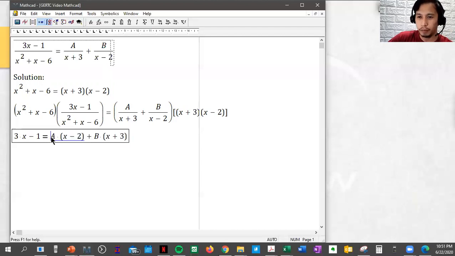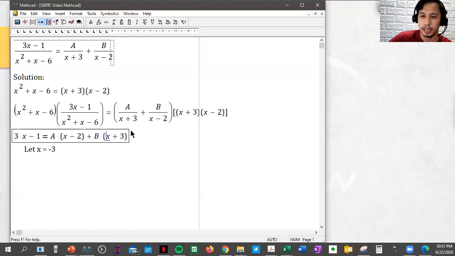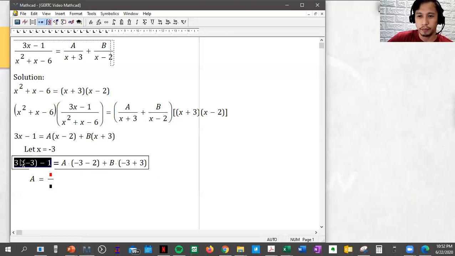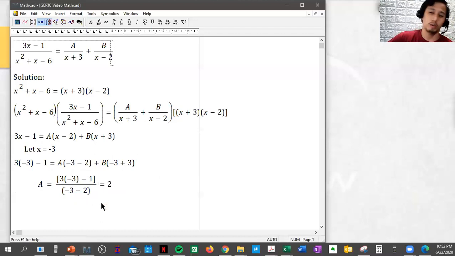Now to solve for a, we've got to make this be neglected. No, and that is by making this x equal to negative 3. Okay, so let x be equal to negative 3. Diba? Pag naging negative 3 yan, negative 3 plus 3, magiging 0. So that makes us cancel this. No, ignore yan. And that leaves a as the only variable. So making x equal to negative 3, 3 times negative 3 minus 1 is equal to a times negative 3 minus 2 plus b times negative 3 plus 3. Again, that makes this term 0. No? So yung matira na lang is a. So that a is equal to this, 3 times negative 3 minus 1, all over this, negative 3 minus 2. And that gives us a equal to 2. So that is the value of a.